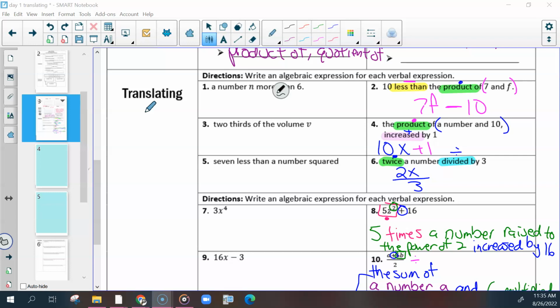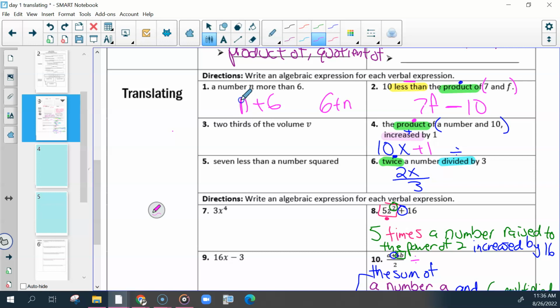So let's go back. N plus 6. Anyone have that same answer? Many of us. Good. I will say if you had the opposite, so let's say you had 6 plus n, this is not incorrect because addition is commutative, so the order doesn't matter, but we want to write it in the order in which it says. So this would be more correct.